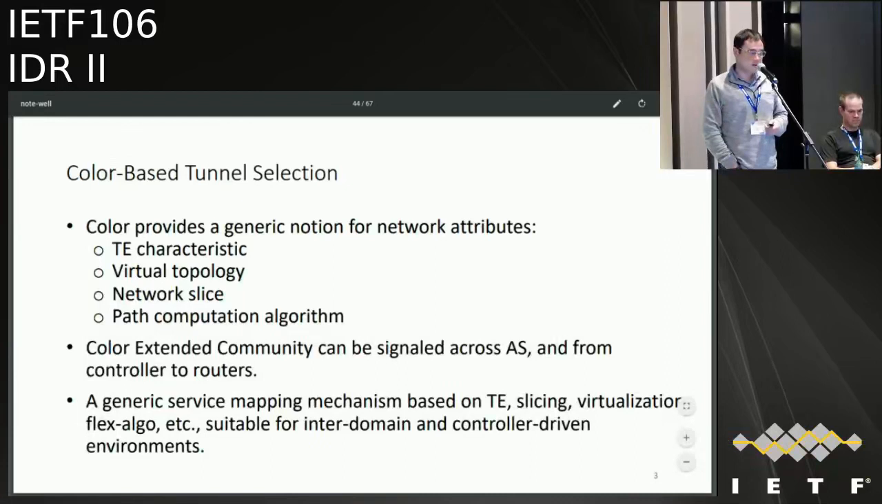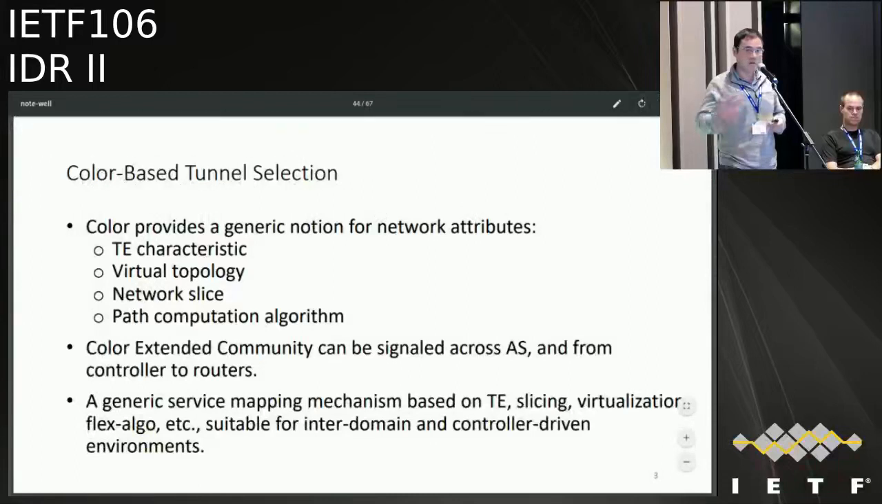Second reason is that color encoded as a BGP community can be conveniently signaled across domain boundaries, and can be signaled from controller to routers. So if we can assign colors to network attributes or network resources, we'll be able to create the color tunnels and color the payload prefixes.